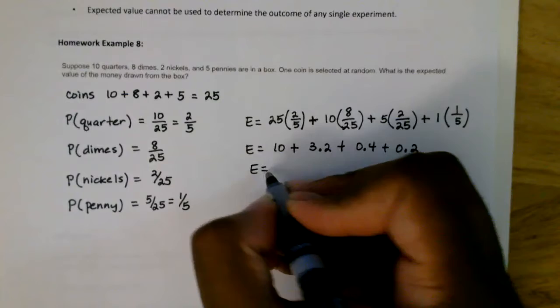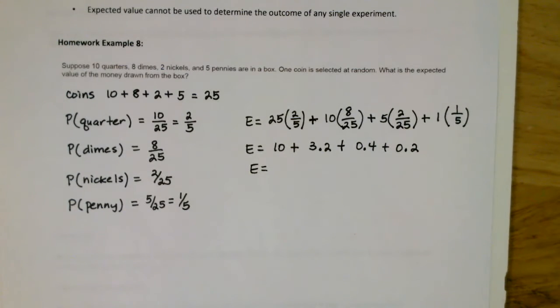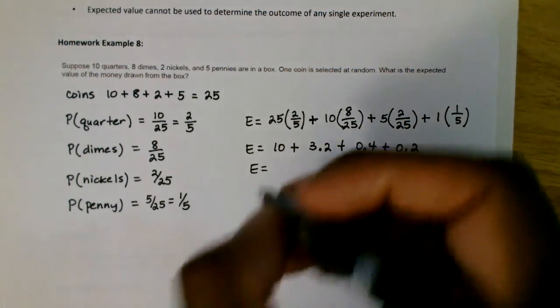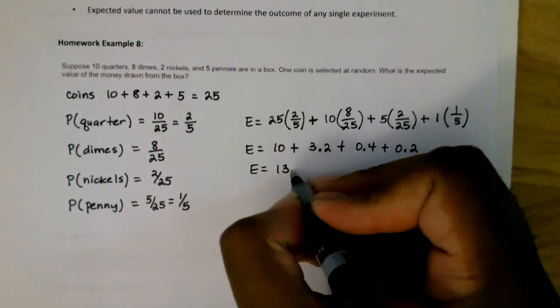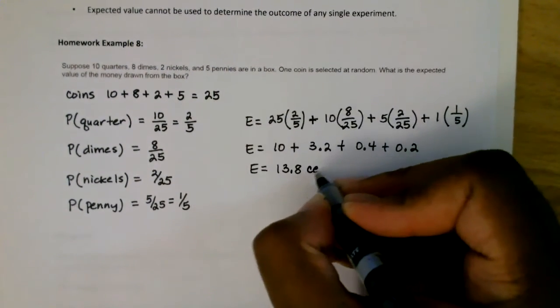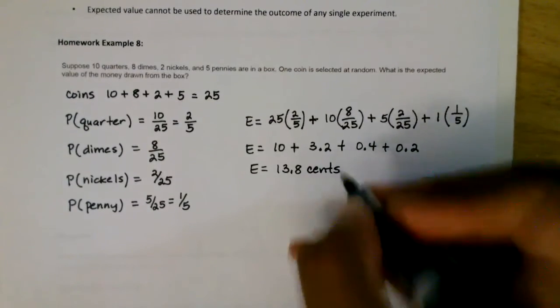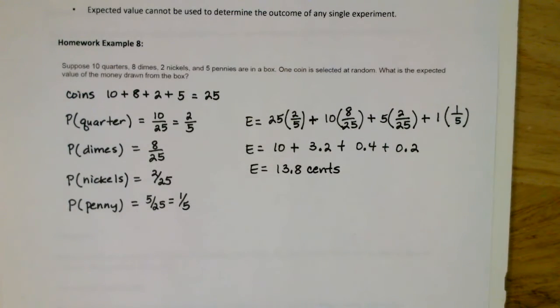Now my final answer is going to be in cents. So if I add 10 plus 3.2 plus 0.4 plus 0.2, I would get 13.8. And this will be in cents. So the expected value of the money drawn from the box will be 13.8 cents.